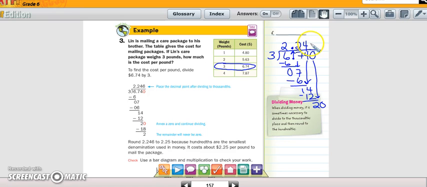How many times? Think about it. 6 times. That's 18. That's a 2 again. Bring it down. Okay, we keep getting the same thing, so it's going on and on.